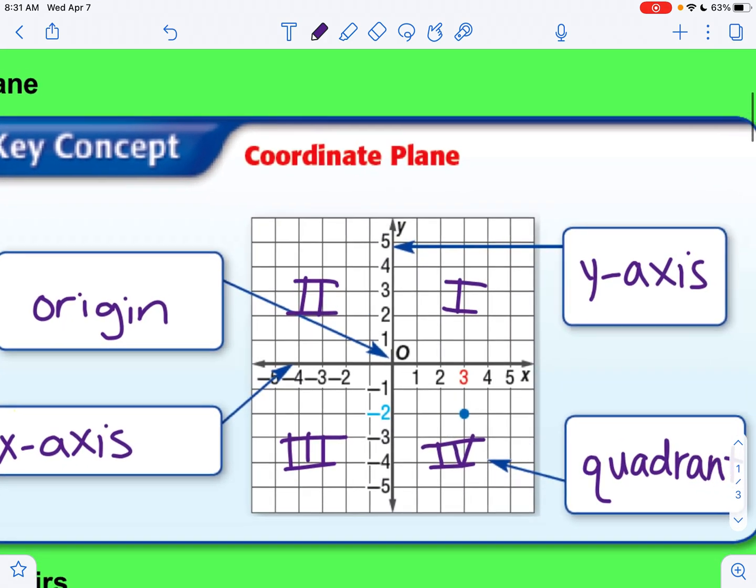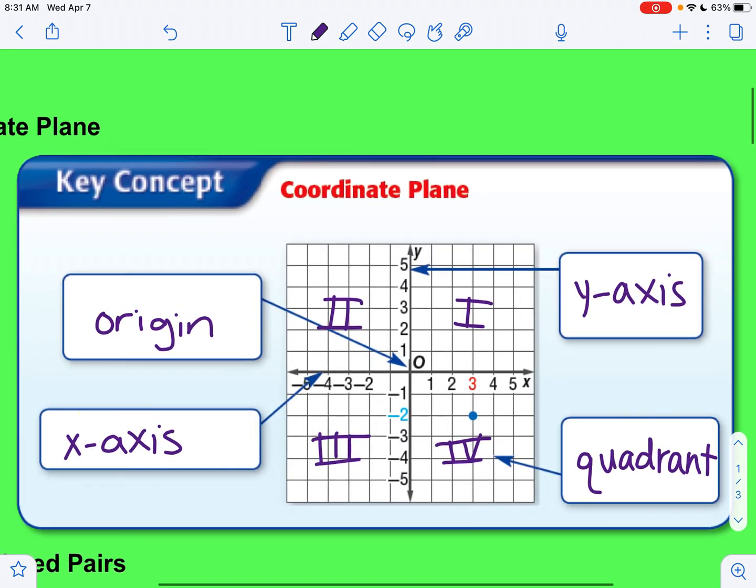So we have some key vocab words when we look at a coordinate plane. This line that's going up and down, it's like our number line except it's going up and down, that's called our y-axis. And the one that's going side to side, this one right here, that is called your x-axis. Those are where you start. You always start at 0, 0, which is called your origin.